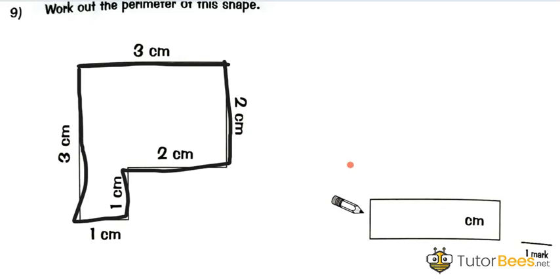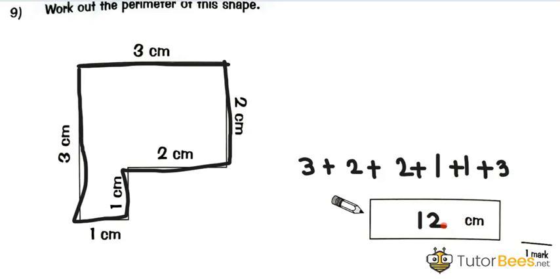So what are the lengths? 12 centimeters. You did 3 plus 2 plus 2 plus 1 plus 1 and plus 3, right? Okay, and you got the answer 12. Very good. So that means the perimeter of this shape is 12 centimeters. Okay, good. Very good.